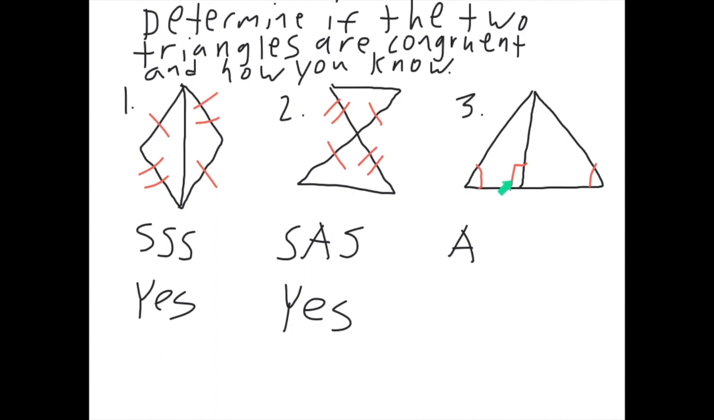Well, if we know this angle is a right angle, this angle over here makes a line, so that means it's 180 minus 90, which is also 90. So this angle over here is also a right angle. So that means those two are congruent. So I can put another angle. Then we have a side congruent to itself, because this side is shared by both triangles. So we have a side. Angle, angle, side. Yes.